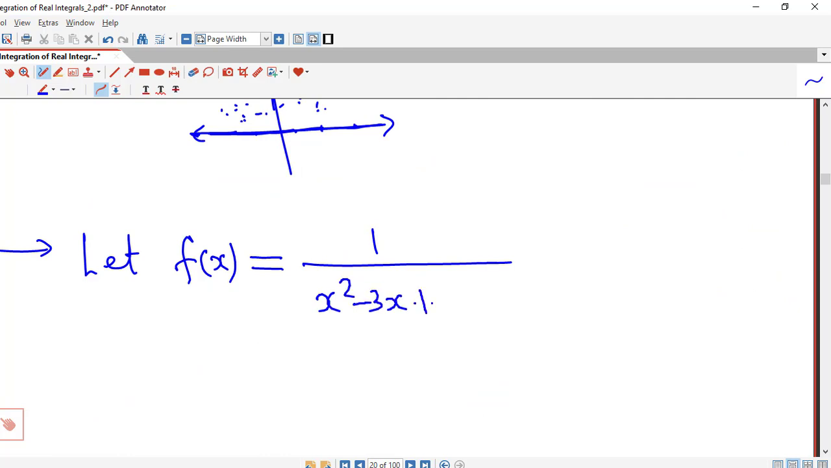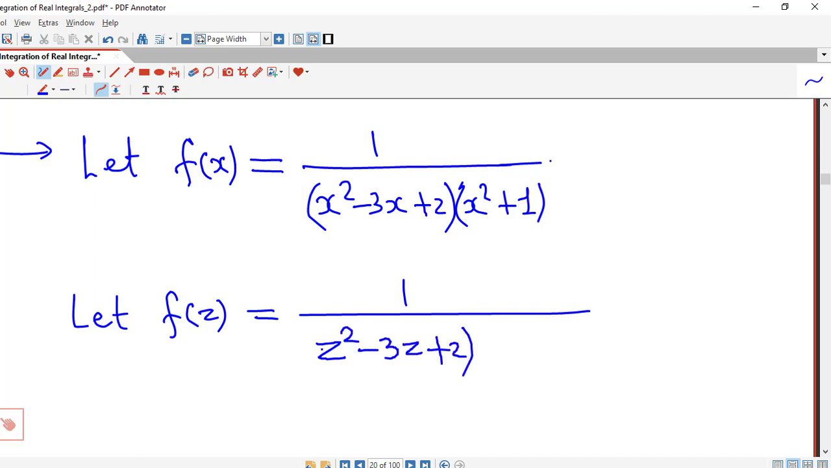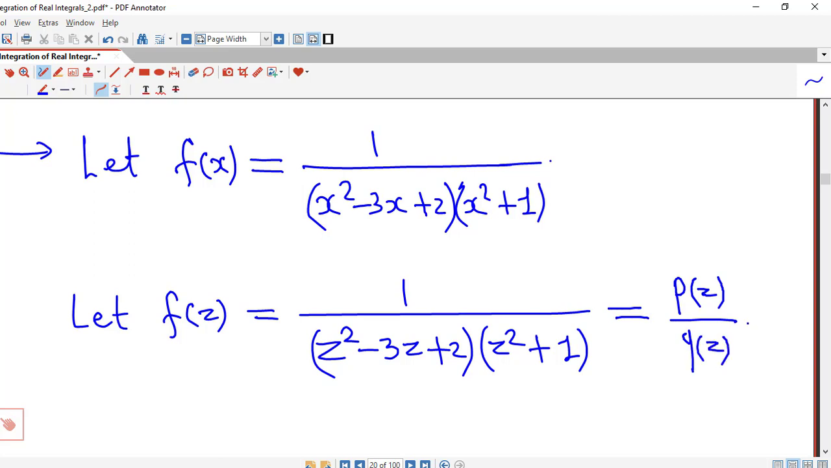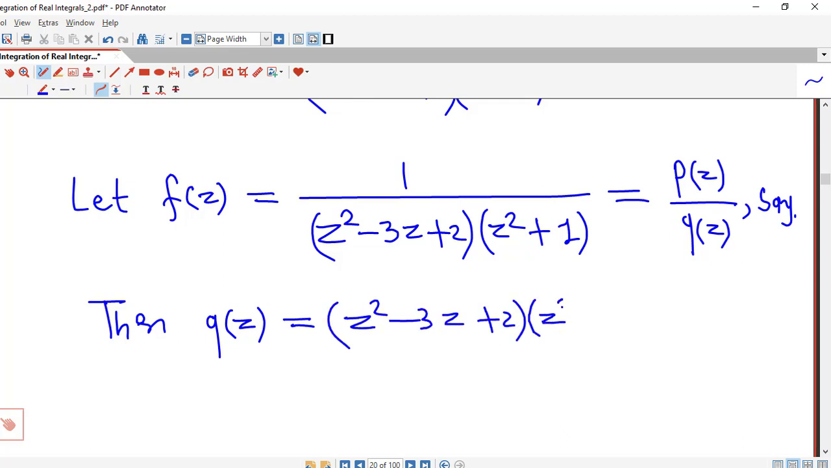x square minus 3x plus 2 times x square plus 1. So first we consider the corresponding complex function. Let f of z be 1 over z square minus 3z plus 2 times z square plus 1, and if we compare with p by q, suppose this is equal to p by q, then the denominator polynomial is q of z, which is equal to z square minus 3z plus 2 into z square plus 1.